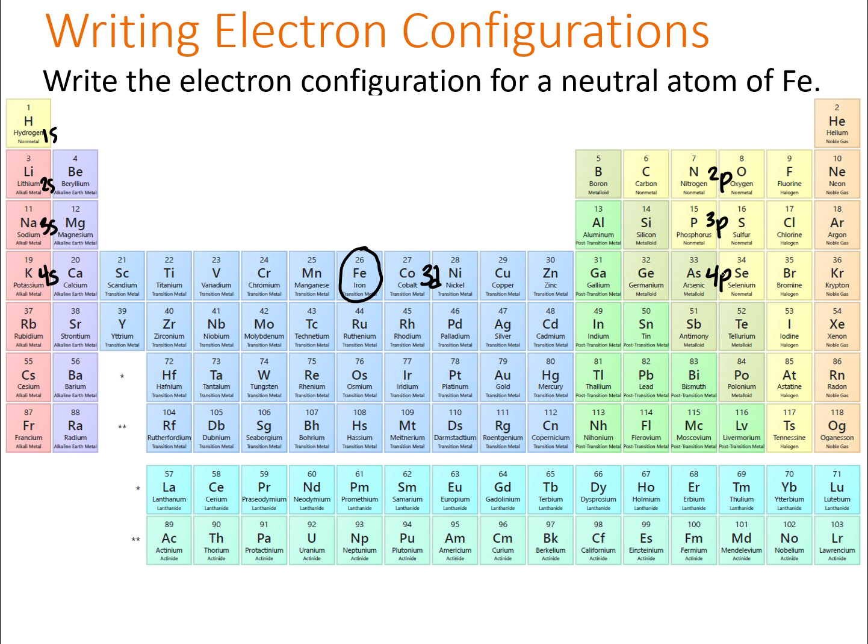All right. So I'll walk this one through for y'all too. We're trying to write a configuration for iron. Iron's got 26 electrons. We know that because the atomic number is 26, which tells us the number of protons. And in a neutral atom, the number of protons is equal to the number of electrons.